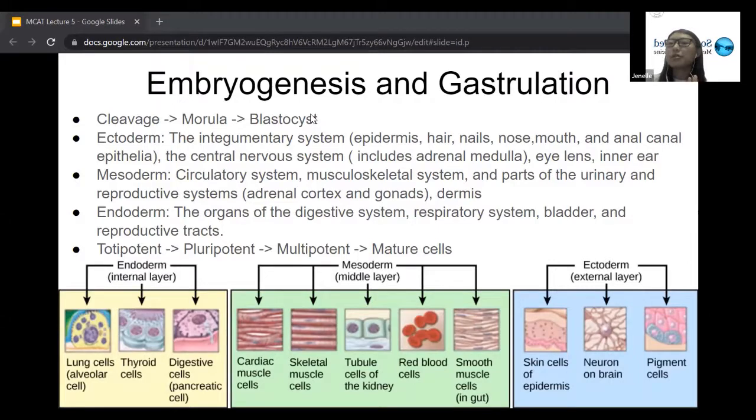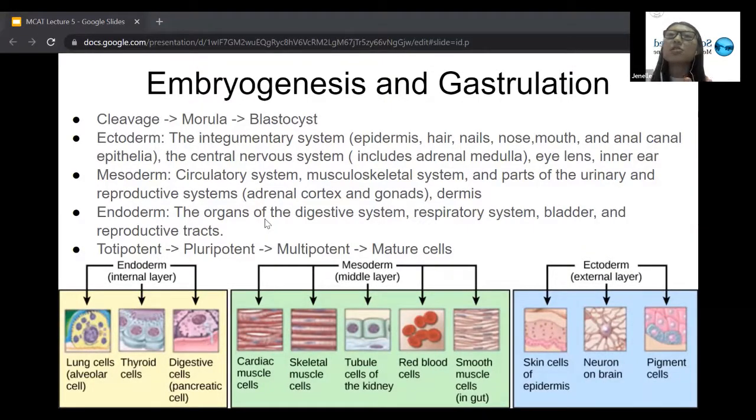After implantation is when gastrulation and the development of the embryo will occur. That's when the primary germ layers become distinct. The primary germ layers are the ectoderm, the mesoderm, and the endoderm. The main thing to know is what parts of the human body are derived from each of the layers.